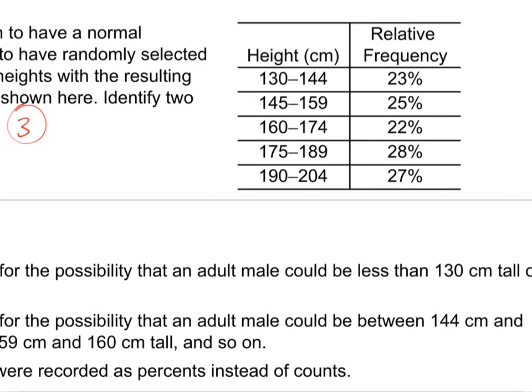This is heights of males in centimeters. So they're giving different categories, like how tall different males are. And they're saying these are the percentages. And they said, if you read all those words, which I read super quickly, they said the heights are normally distributed. Now remember what that means.